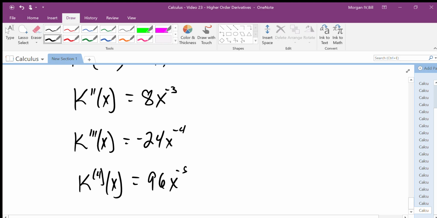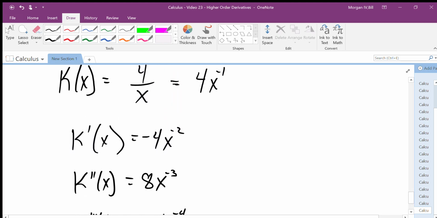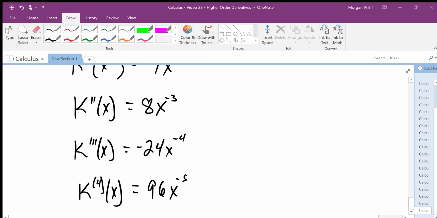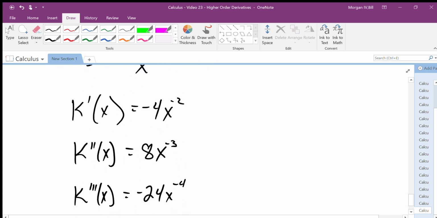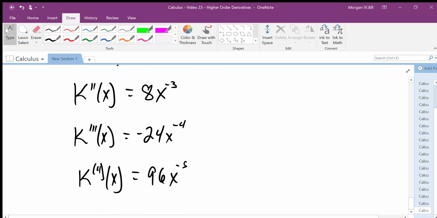Similar patterns arise here, where the exponent is just decreasing by 1 every time. Negative 1, negative 2, negative 3, negative 4, negative 5. The signs are switching. We get negative, positive, negative, positive, negative, positive, right? Because we're multiplying by a negative number. It's coming down from the exponent.